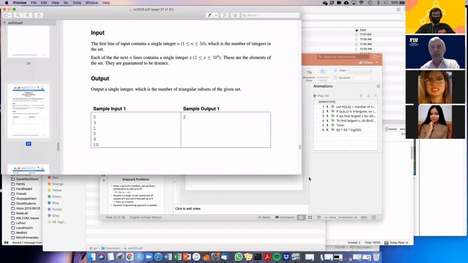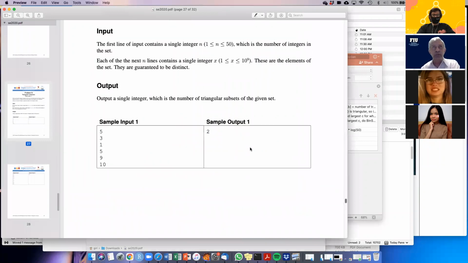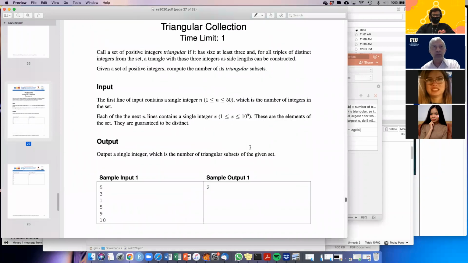Okay. All right. So if you recall, this is the problem that was given to you. Here's the entire problem. You're given a set of numbers, and in these numbers, you want to know how many sets are triangular sets or triangular subsets. A subset is triangular if every subset of it can form a triangle. Okay, that's what you're told.